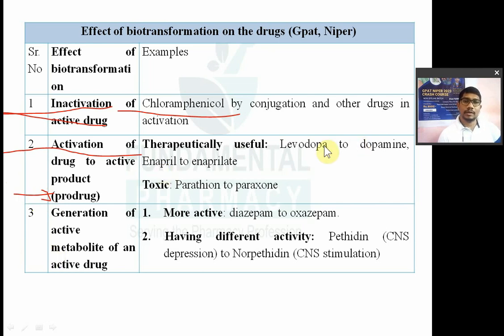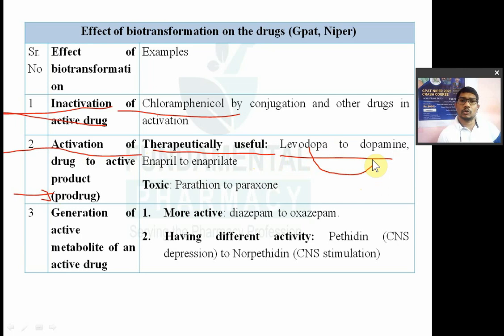ठीक है, activation of inactive drug which will be of two types. First one is therapeutically useful. So therapeutically useful activation of prodrugs. Example is nothing but the levodopa to dopamine. So levodopa is a prodrug and it is converted into dopamine.